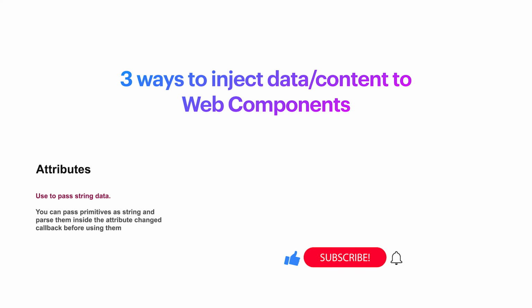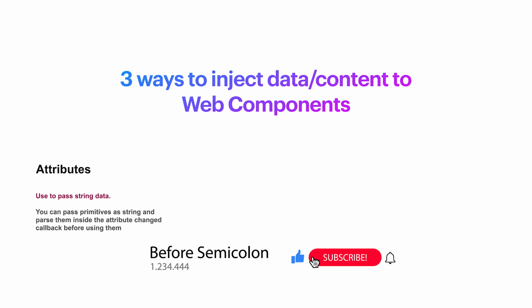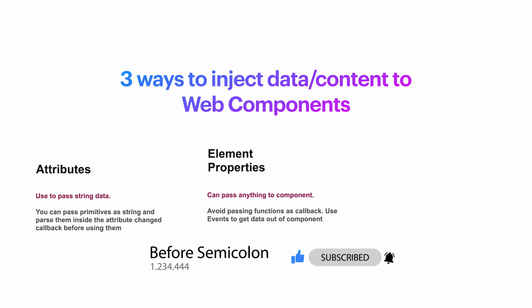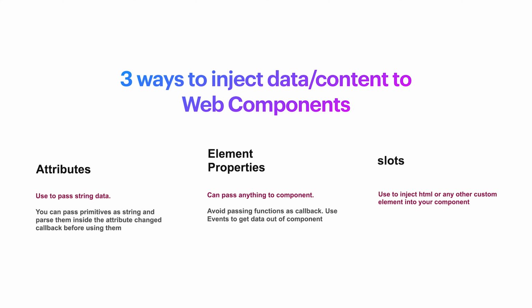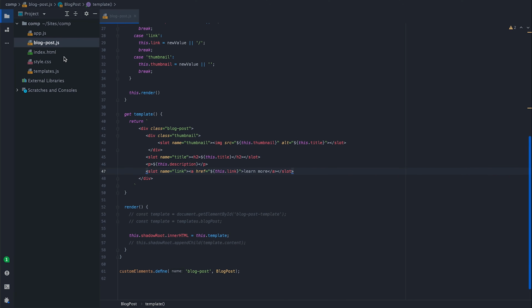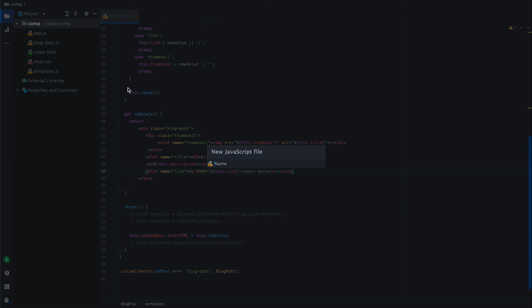The first is through attributes, which only take strings and you can control them inside the attributeChangedCallback method. The second is through properties, which allow you to pass any kind of data to the component and you can control it with setters inside your class. The third is through slots, which allow you to inject HTML into your component template, which helps your component be flexible with the option to extend its template with extra markup. Super cool.